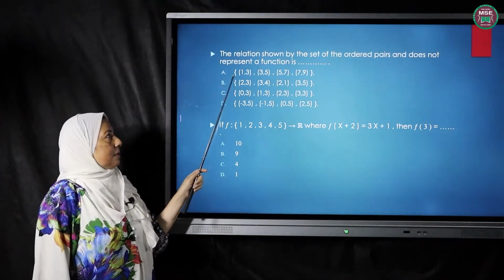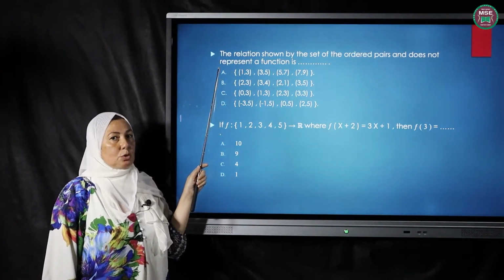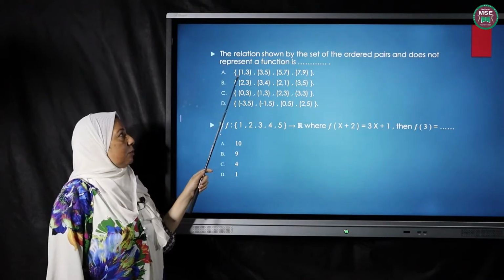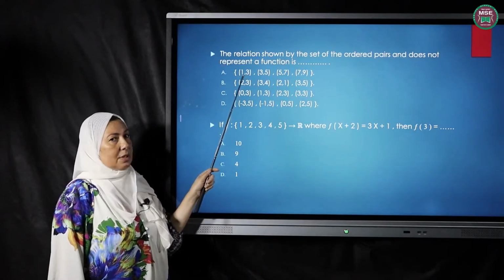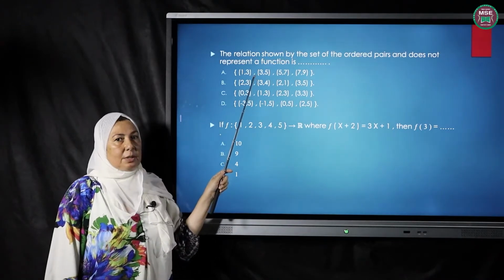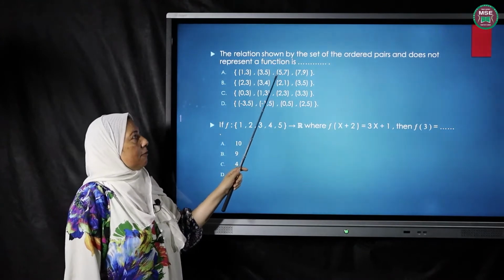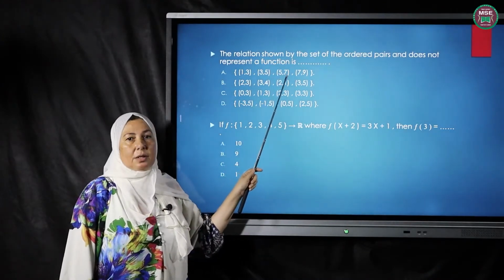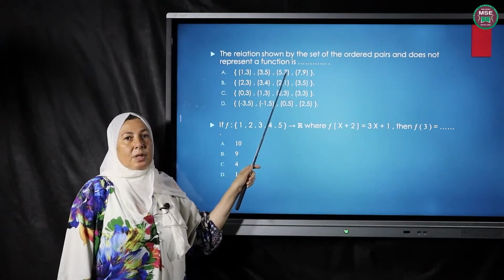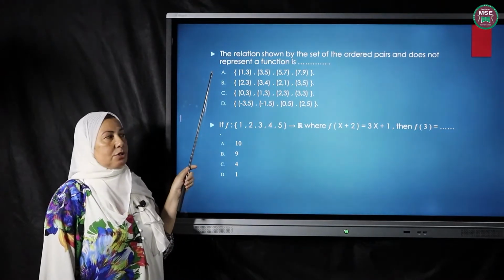Element 1 has only one image, equal to 3. Element 3 belongs to x and has only one image in y. 5 has only one image in y. Therefore, the first relation is a function.